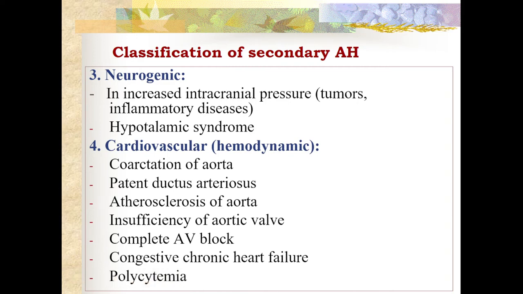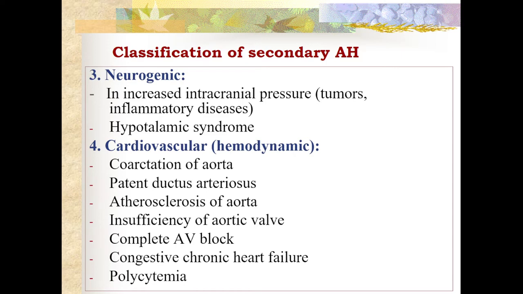Third group of diseases which can cause secondary arterial hypertension, neurogenic diseases: increased intracranial pressure, tumors, inflammatory diseases, meningitis, arachnoiditis, encephalitis, severe trauma can cause arterial hypertension. Hypothalamic syndrome, the same, can cause arterial hypertension.